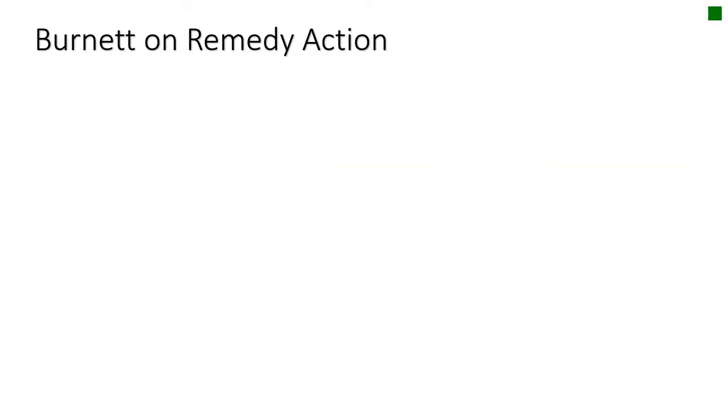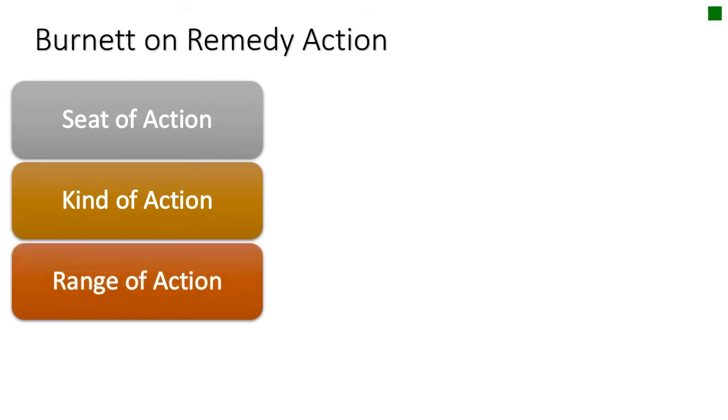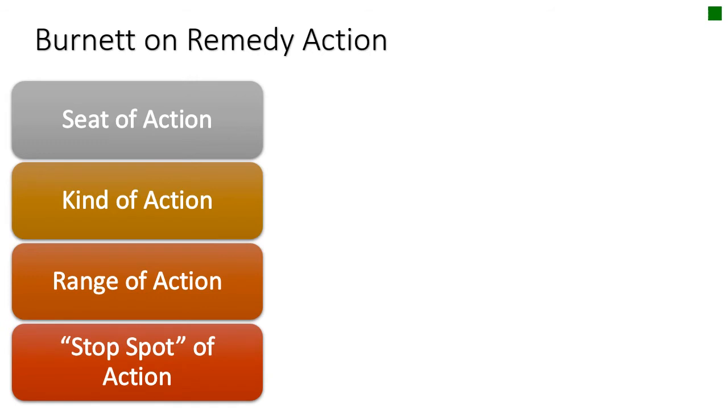Another great master from England was Compton Burnett, and he gives us very good guidance on remedies. Naturally, as a homeopath, you will be taking down a case, weighing the symptoms, determining their hierarchy, and then repertorizing. But when you make the choice of a remedy, we must bear in mind these points which have been underlined by Burnett. First of all, seat of action. The second thing is the kind of action that a remedy does. The third thing is the range of action. And lastly, what Burnett calls the stop spot of action.